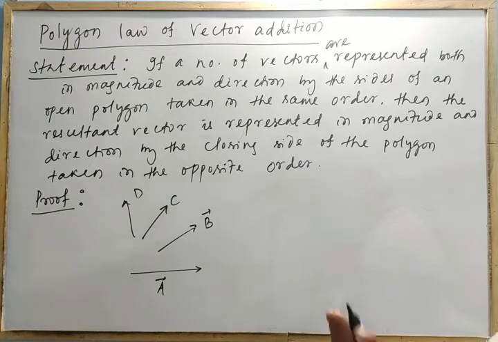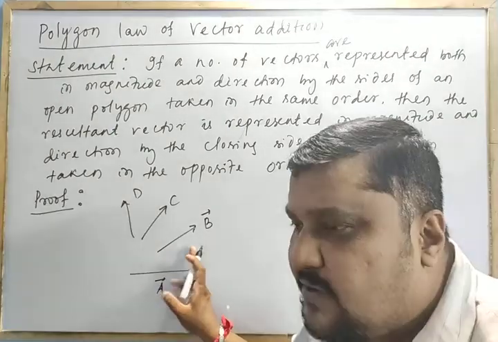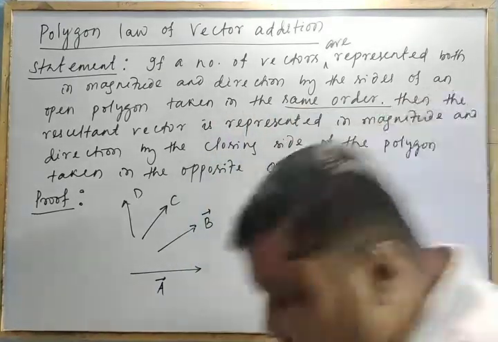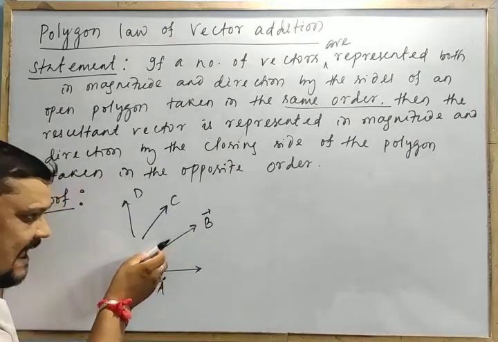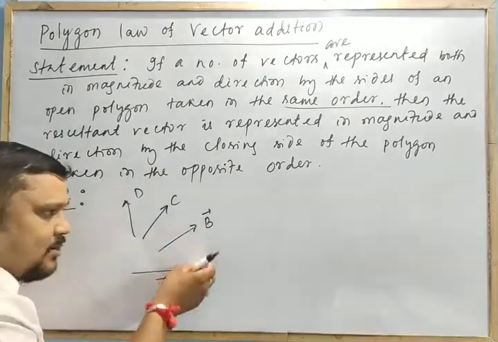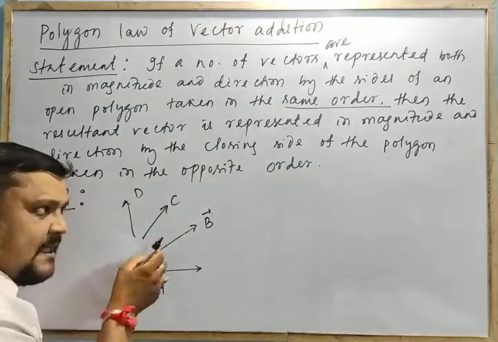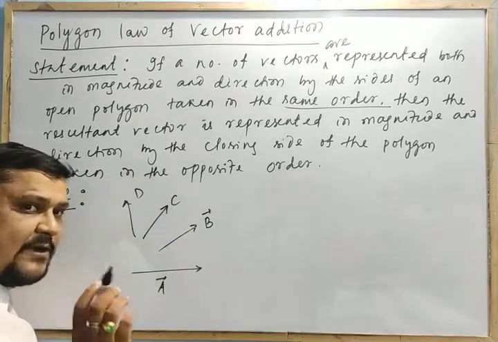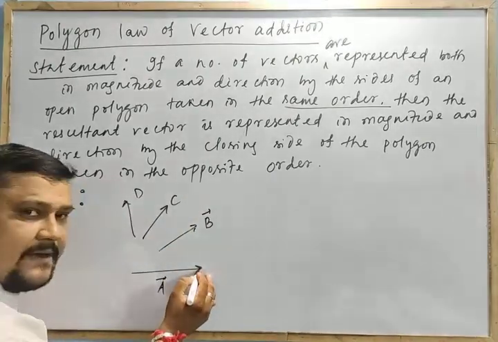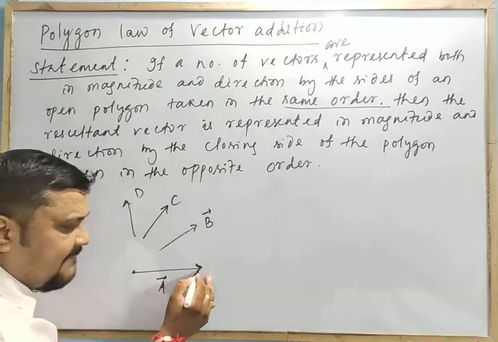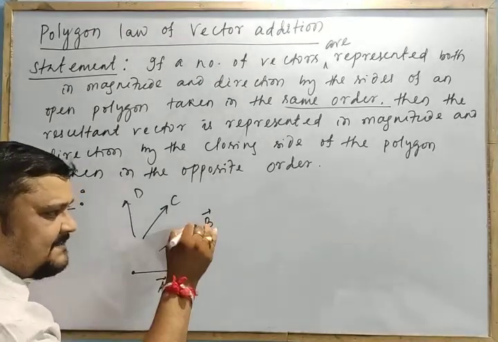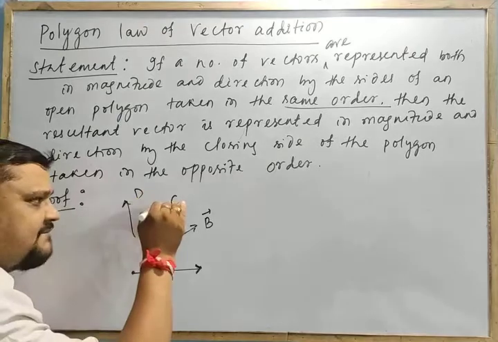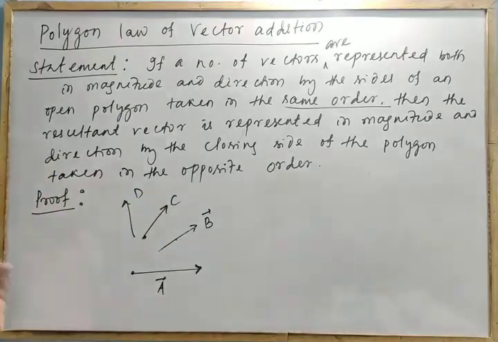Is that clear? To make the sides of an open polygon, what do I have to consider here? They should be in the same order. As I told you, if I make this, I can know the angle between A and B by parallel shifting. But to make the sides of an open polygon, they should be in the same order. Same order means, as I already told you: tail, head of first, tail of second, head of second, tail of third, head of third, tail of fourth. Like that, they are called the same order.